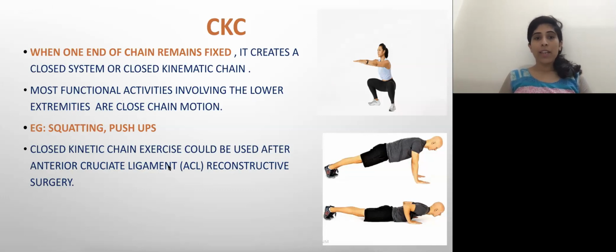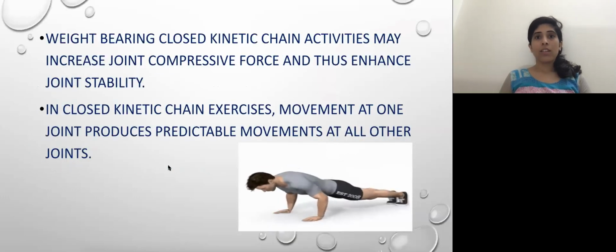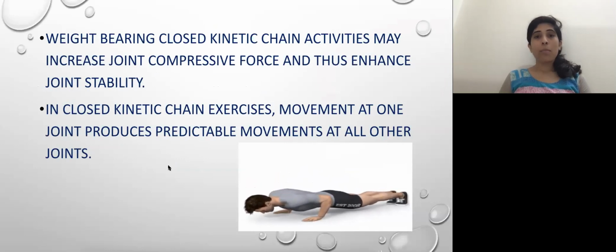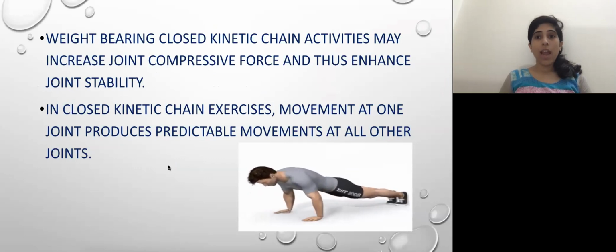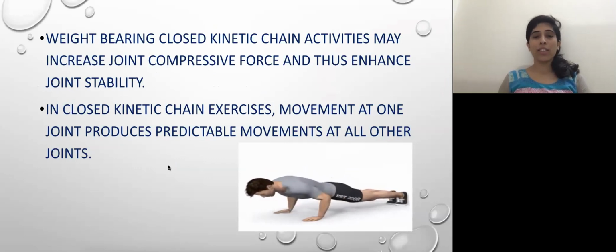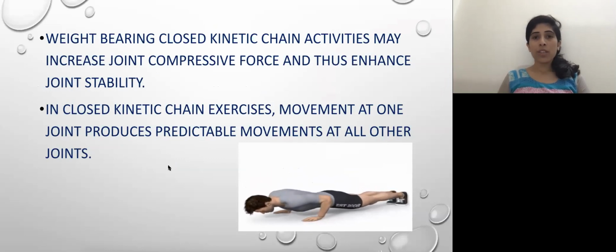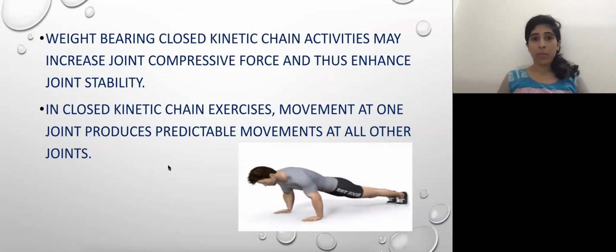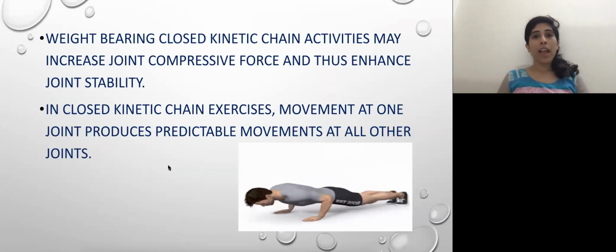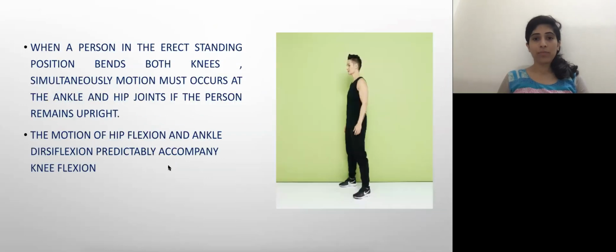Closed kinematic chain exercises could be used after anterior cruciate ligament reconstruction surgeries. The weight-bearing closed kinematic chain activities may increase the compressive force on the joint and thus enhance joint stability. In closed kinematic chain exercises, movement at one joint produces movements at all other joints.